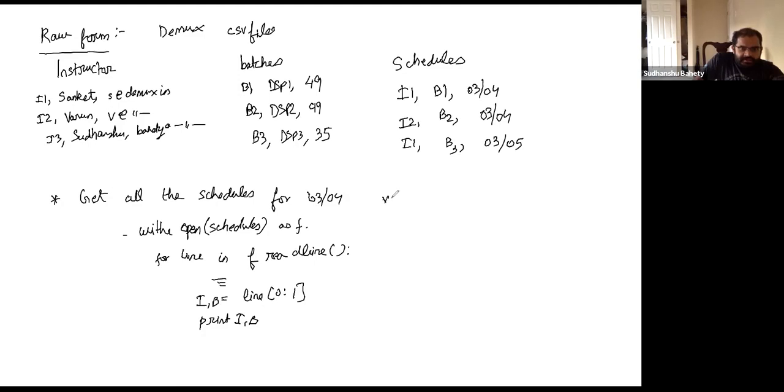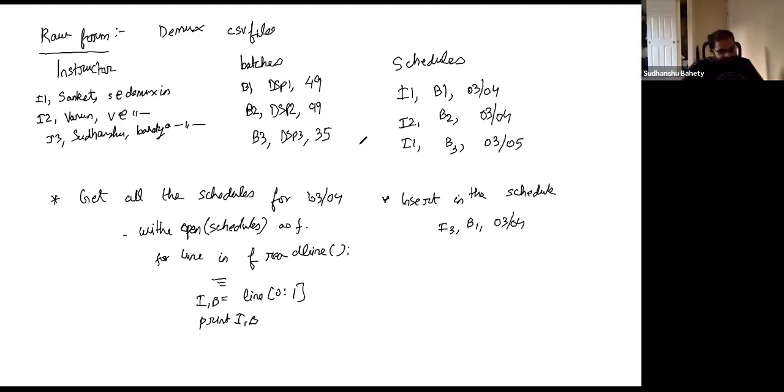Now let's say you want to insert something in the schedule. A new schedule has come up and you want to insert a new value, let's say I3, B1 and 0304. A very similar code path will follow and you will insert this value. There are some checks that you need to perform, and there could be some issues while you're doing operations just on comma separated values. Do you find any issues? What can arise when the number of instructor files, batches and schedules grows? What checks do we need to take care of while performing insertions, deletions, or updates?